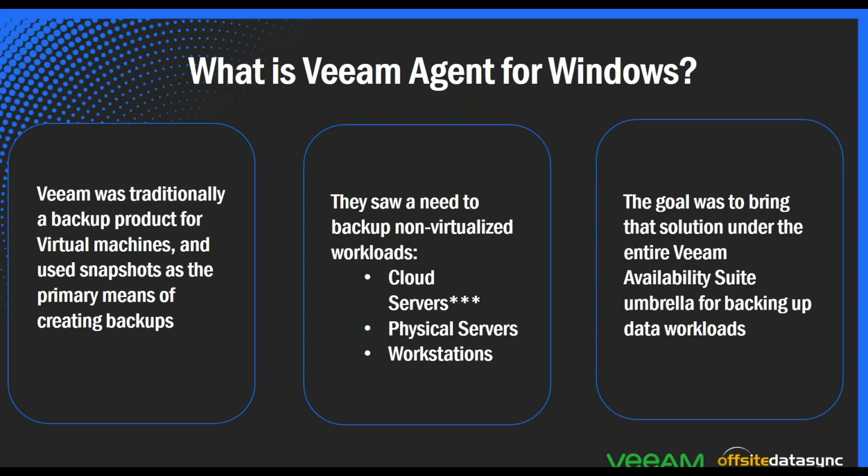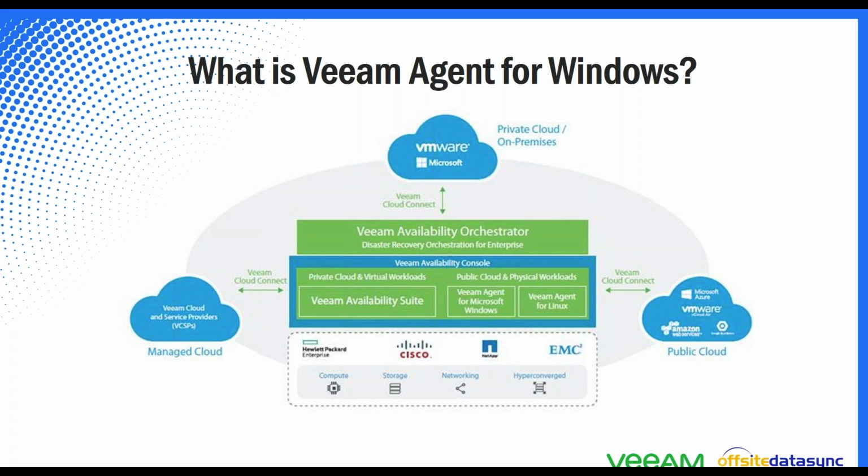So as I mentioned, the goal is to bring that solution under the entire Veeam Availability Suite umbrella for backing up data workloads. So what does that mean? What is this Veeam umbrella that we're going to be talking about? This is a slide that I actually pulled directly from Veeam itself, but I think it gives a good overview of what we're talking about. Veeam has this thing called the Veeam Availability Suite. And this basically is sitting there and is going to actually back up all of our virtualized workloads, private and regular virtual workloads. And then we have the public cloud and physical workloads that we're going to be talking about today, which is going to be the Veeam Agent.